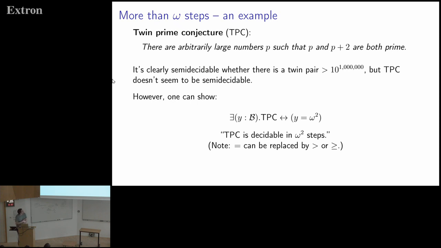However, we can show that the twin prime conjecture is decidable in omega square steps, which means we can construct some Brouwer ordinal y such that y is equal to omega square exactly if the twin prime conjecture holds. And this equality symbol here can also be replaced by larger than or larger equal, whatever you prefer.